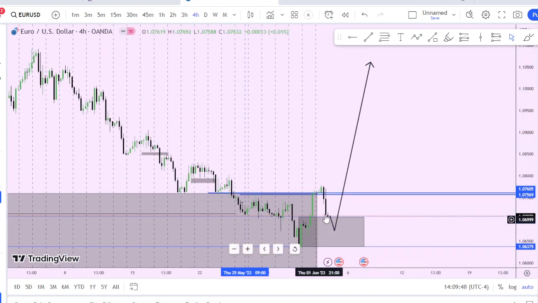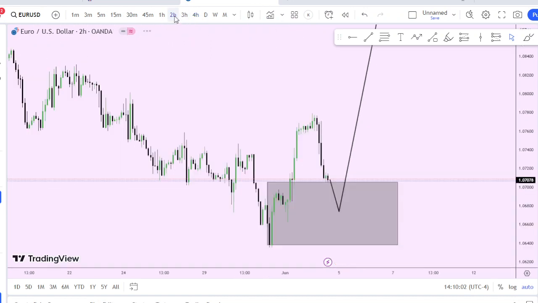So probably we might open with a gap, or the market just opens here and then there will be a sharp movement down here for some pips, and then we have this sharp movement to the upside. That is what I'm expecting on the Euro USD. Let's go to the 2 hours time frame.